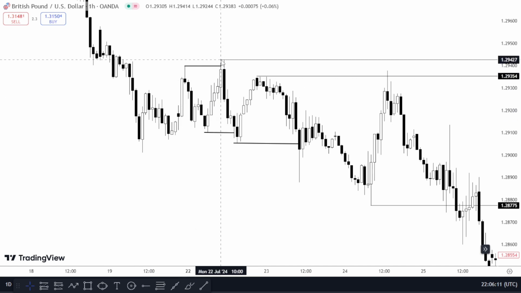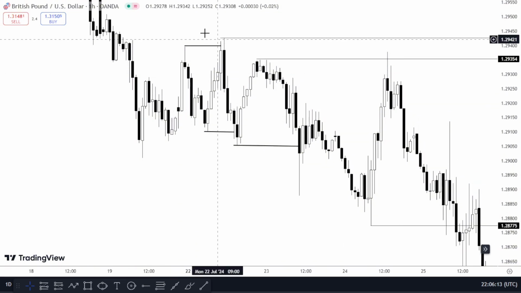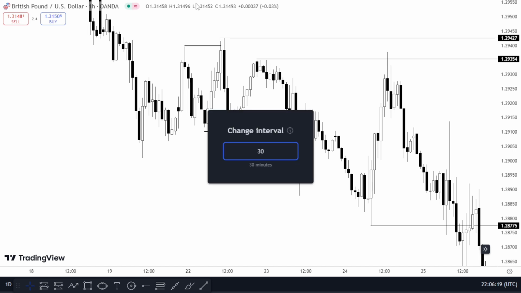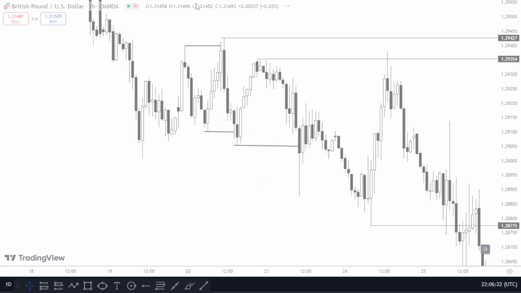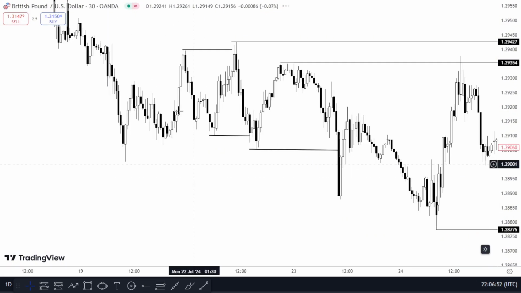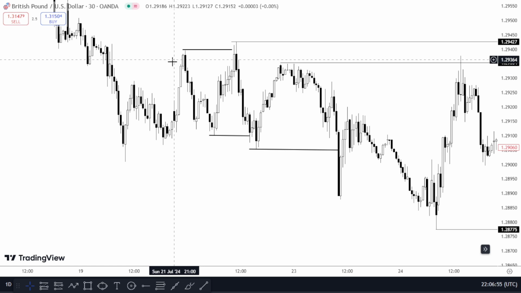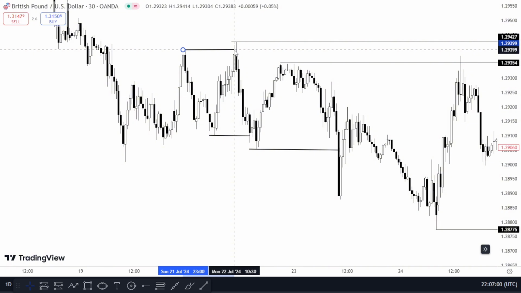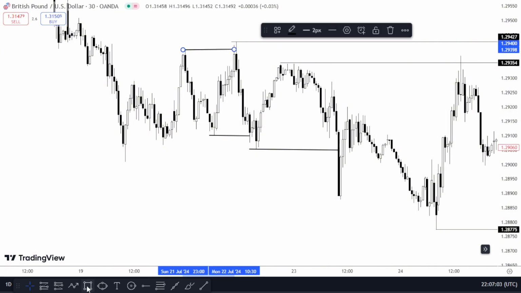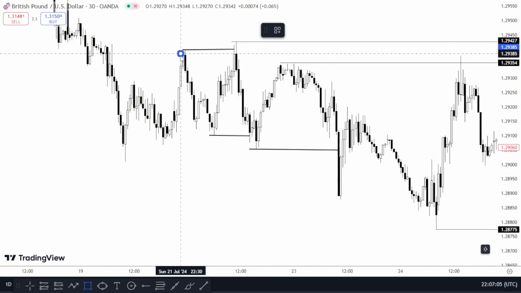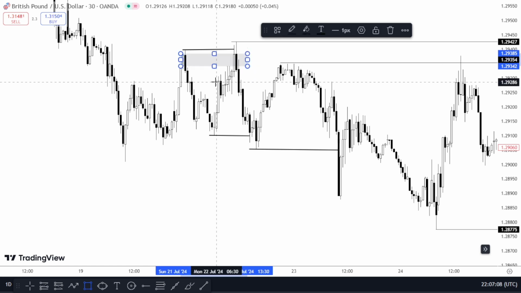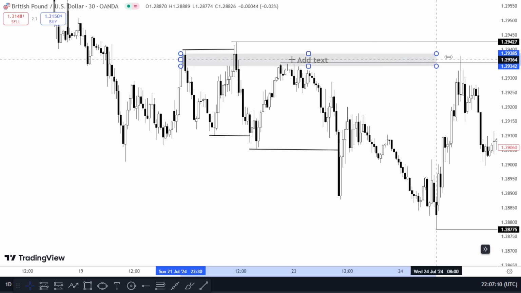This becomes our protected high. If you go to the smaller time frame, like the 30 minutes, which we're going to do right now, you'll be able to spot your POI and mark it out. Right here, we have our last bullish candle before that sweep. You can clearly see it there.